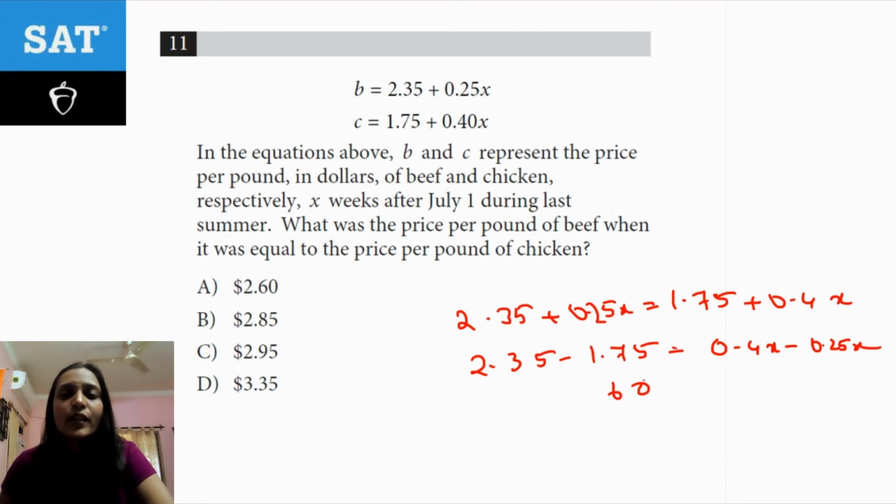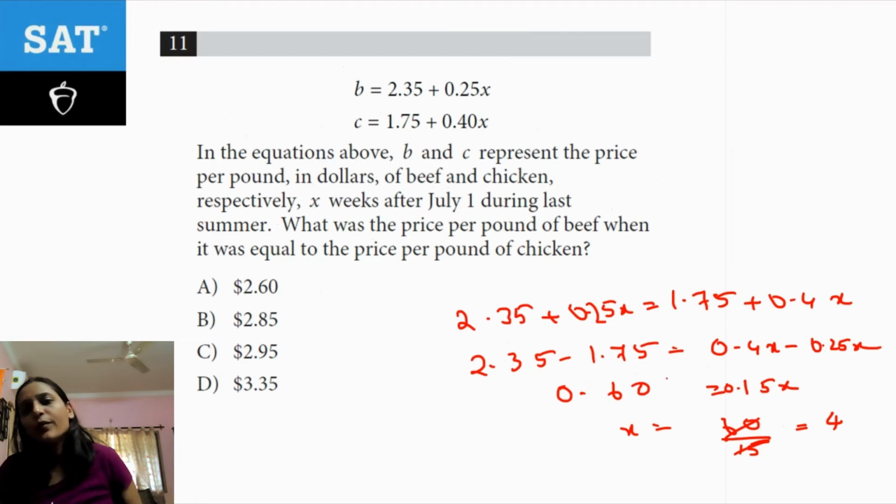So this would be 0.60 and this would be 0.15. So 0.6 is equal to 0.15x. So x would be 60 by 15, which is equal to 4.